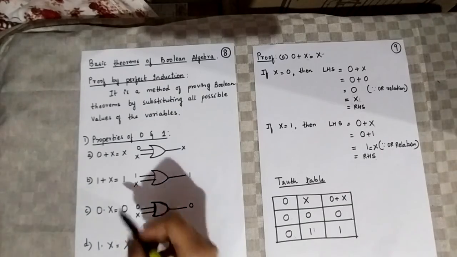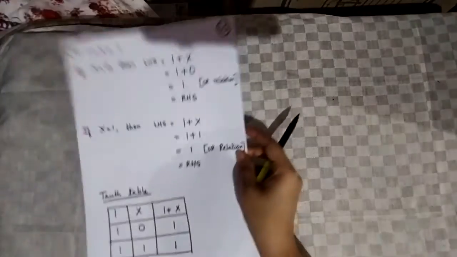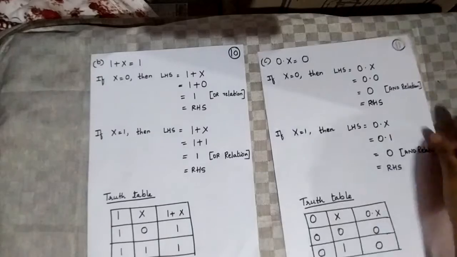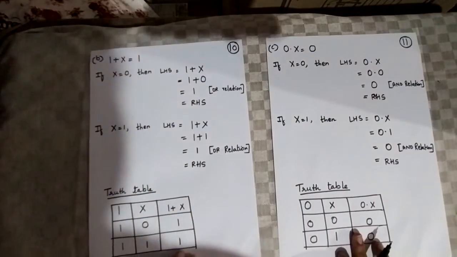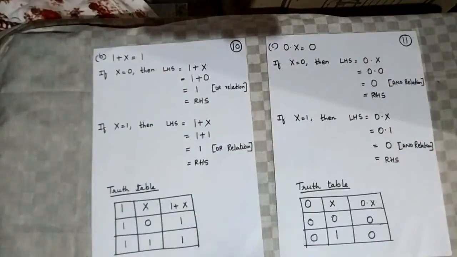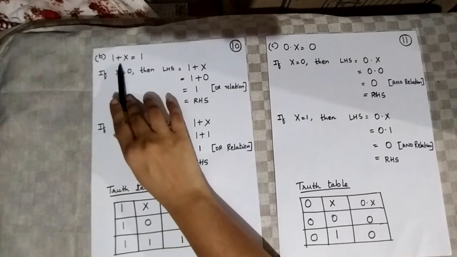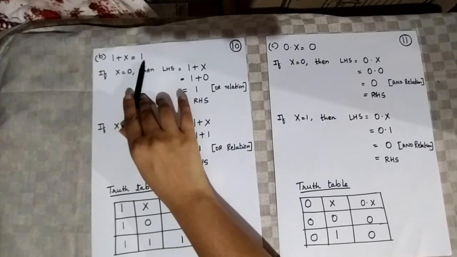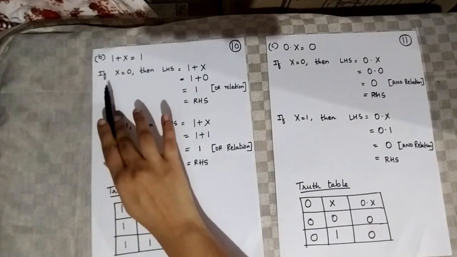Now, moving to the second one in properties of zeros and ones relations. Now coming to the next theorem, which says 1 plus x equals 1. Okay. Now for this particular logical variable, let us start first with 0.